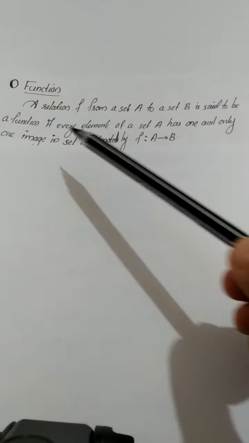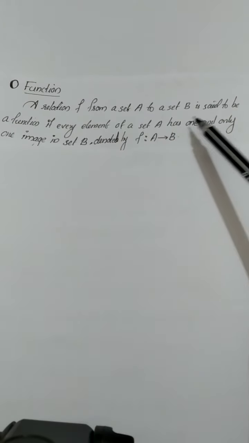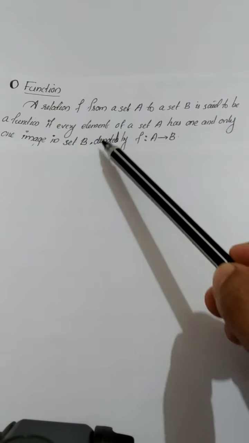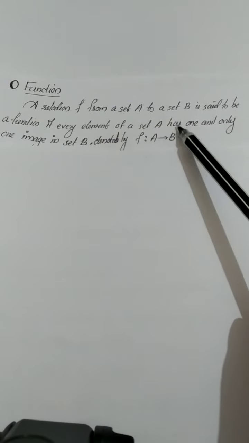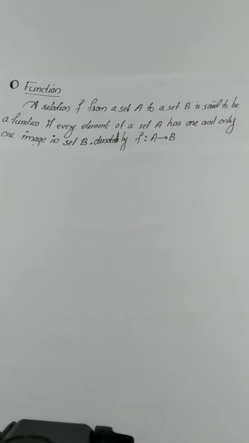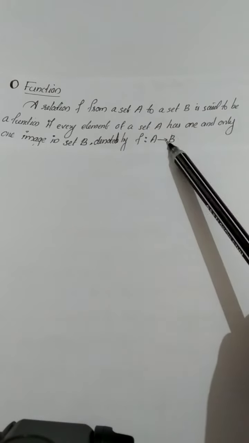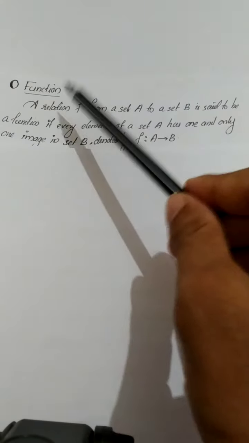So, what's the property? If every element of set A has one and only one image in set B, it is called a function. Every element of a set A has one and only one image in set B. It is denoted by f from A to B. So this is called a function.